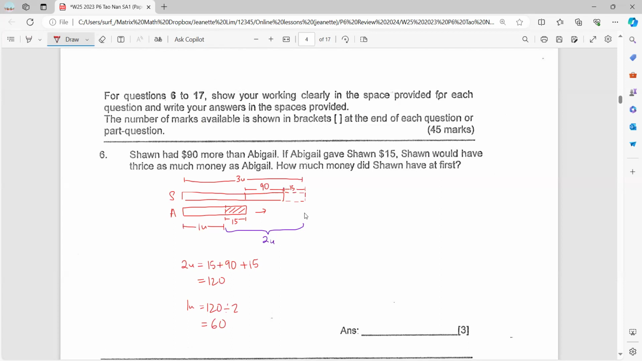How much did Sean have at first? So Sean had 3 units in the end, then we minus off 15. So 3 units, then minus off 15, which is 165.